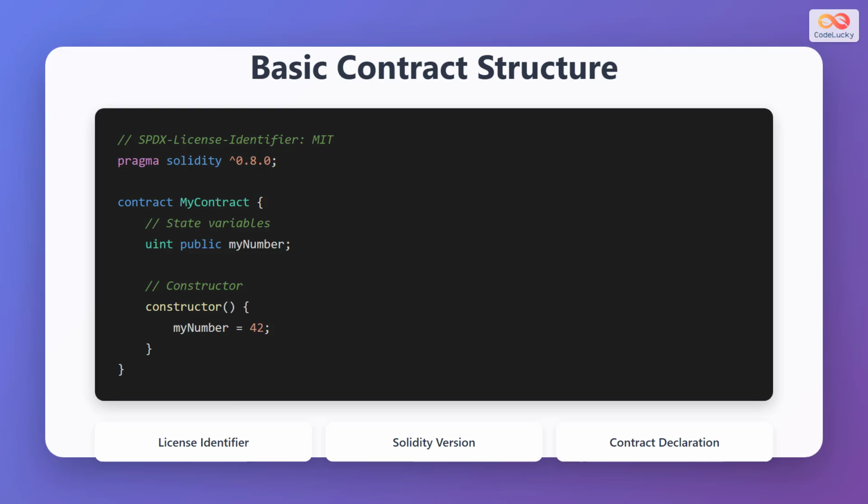Inside the contract, you can define state variables that store data permanently on the blockchain. The constructor is a special function that runs once when the contract is deployed, typically used to initialize state variables. This basic structure provides the foundation for all smart contracts you'll write in Solidity.